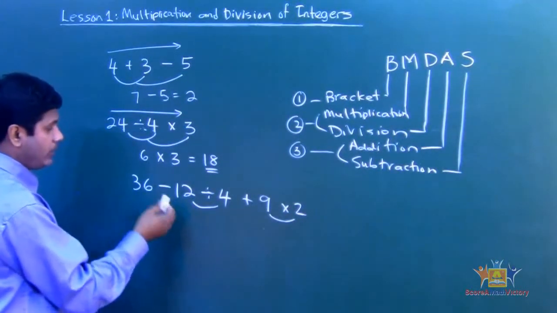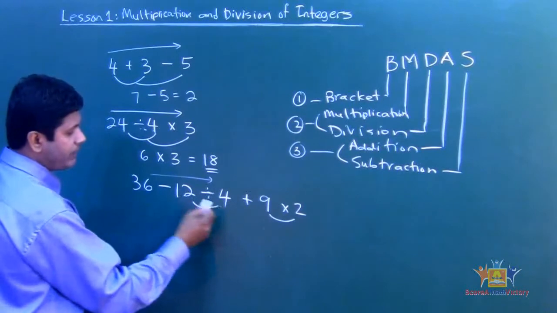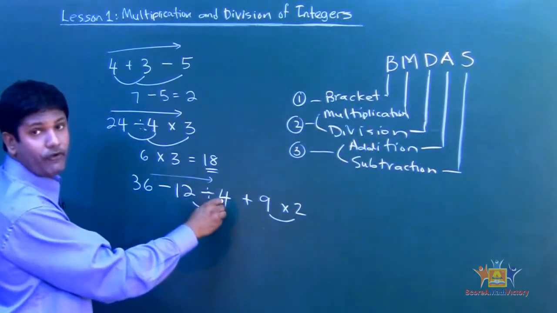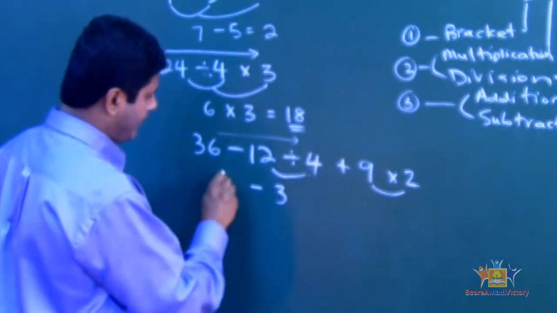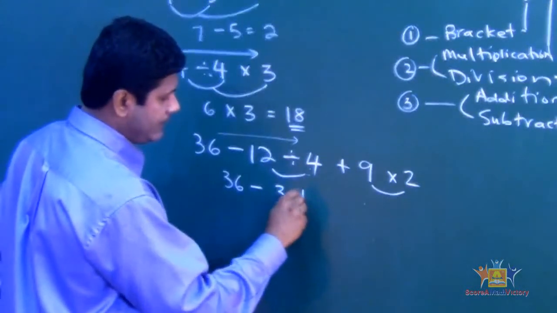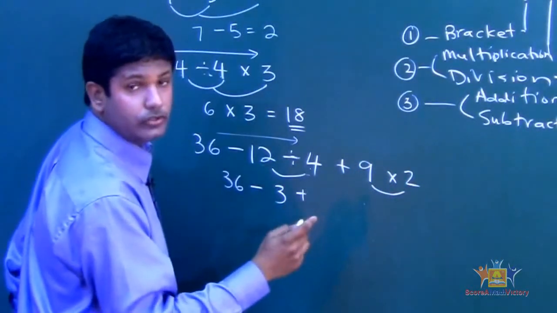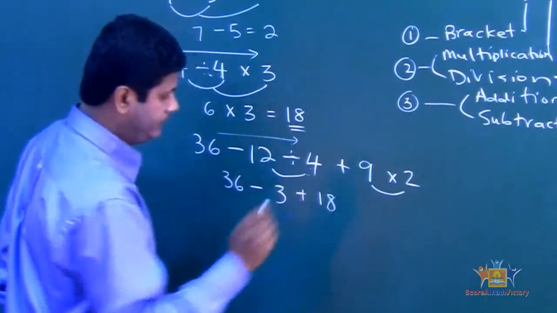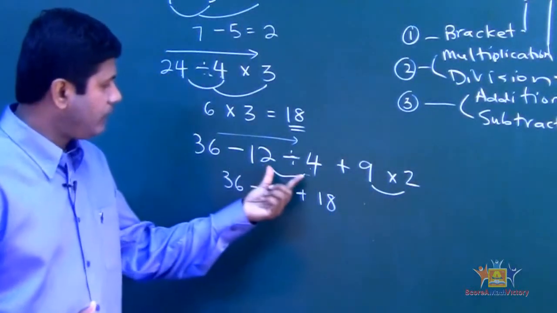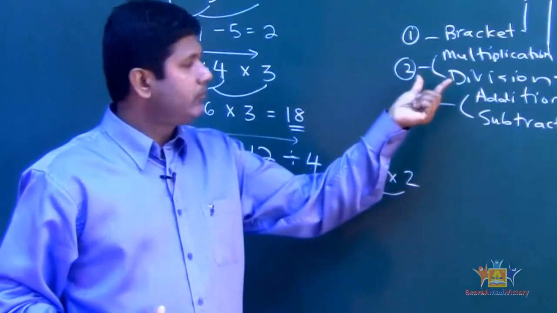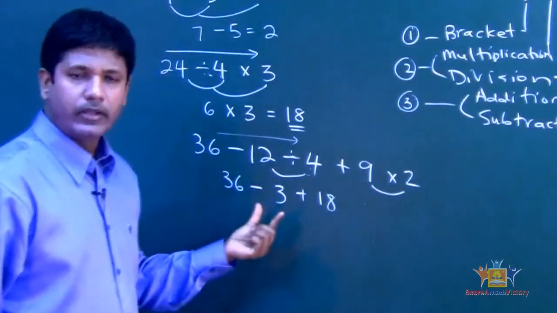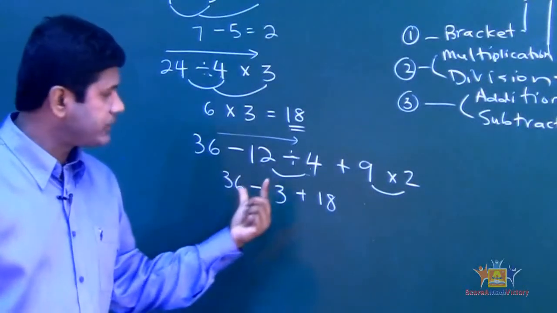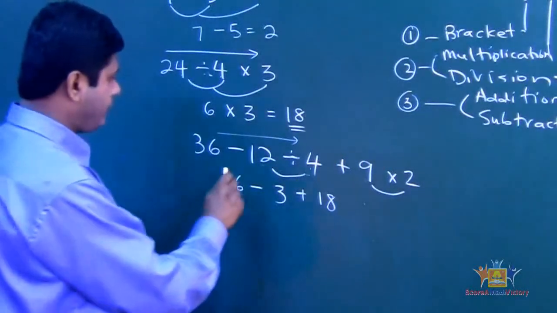See that? So I'm going to use left to right. I'm going to divide first. 12 divided by 4 is 3. Now remember, there's a negative there, so you keep the negative. Rewrite. And then 9 times 2 is 18. So we solved all the second priority, which is the division and multiplication. And once we come down to subtraction and addition, now we can use the left to right method.